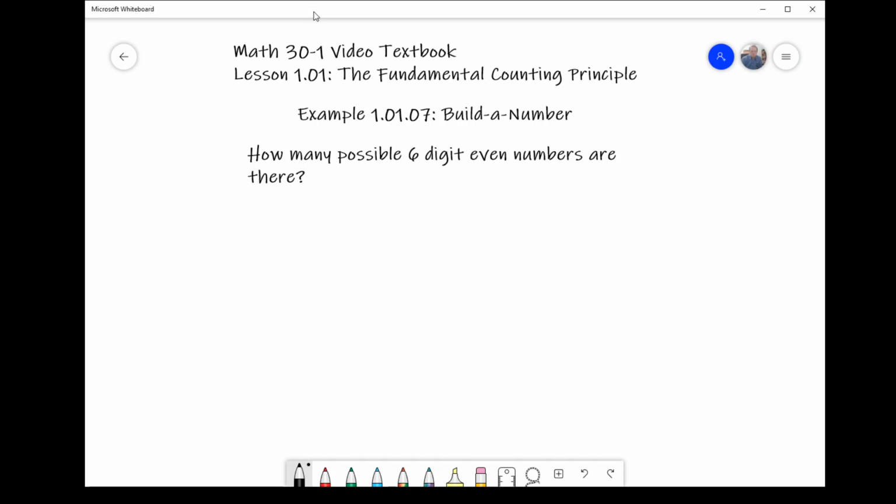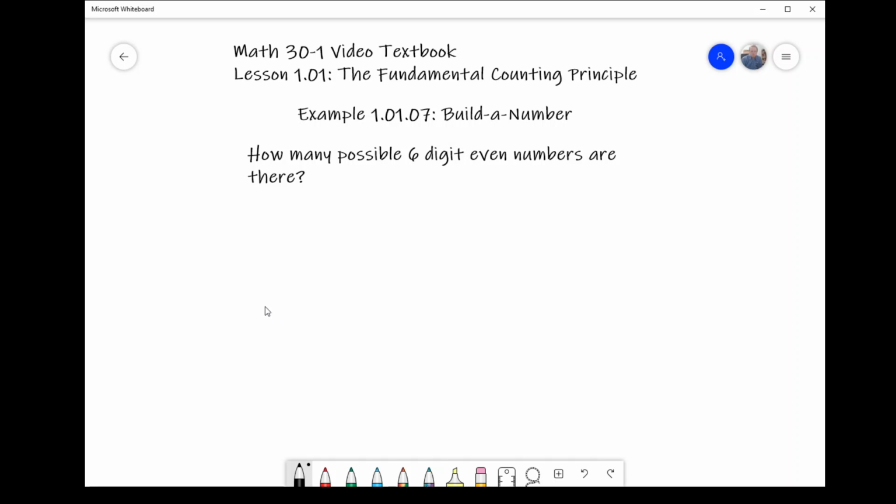So with our last two examples on this topic, we're going to get a little meta. It is not at all uncommon for mathematicians to use numbers to count numbers. And often we're going to be building a number. So in this case, we're asking ourselves, how many possible 6-digit even numbers are there?